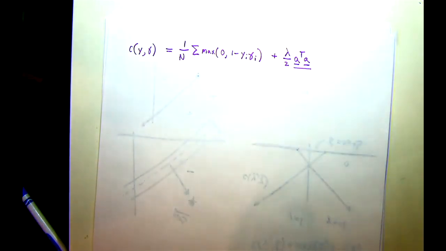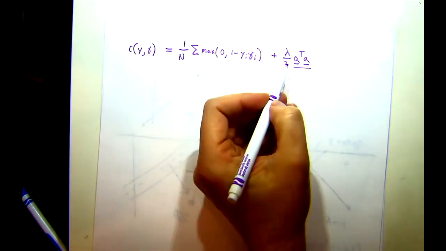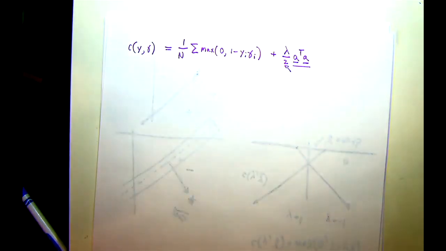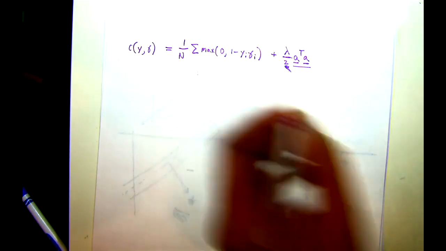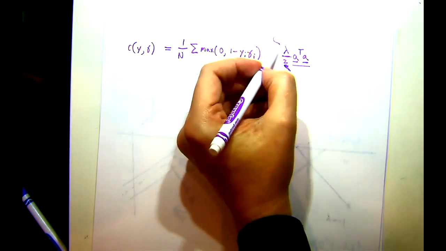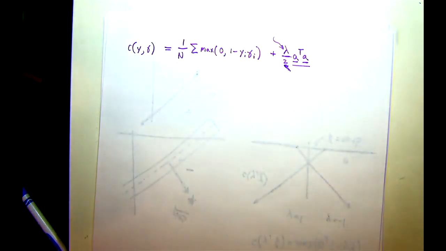Now you might ask some questions. Why is there a 2 here? That's just because later on we're going to take the differential of this, and if we put a 2 there, the differential of a square cancels out a 2, so the math will work out nicely. We also have this lambda here. Lambda is a hyperparameter. It's a parameter we're going to have to choose.